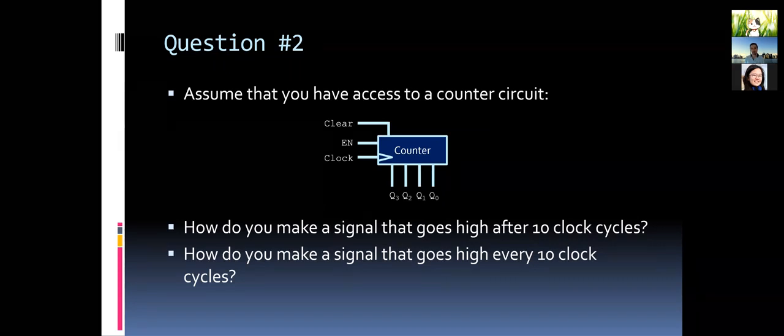Second question. Assume you have access to a counter circuit that has clock, enable, and clear, right? How do you make a signal that goes high after 10 clock cycles? So if you want, you can type, or you can raise your hand and I will unmute you. Or you unmute yourself and try to give an answer. If anyone wants to give it a try. How to get a signal that tells us the counter is at 10, essentially.